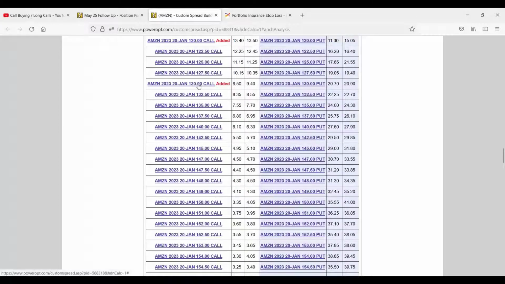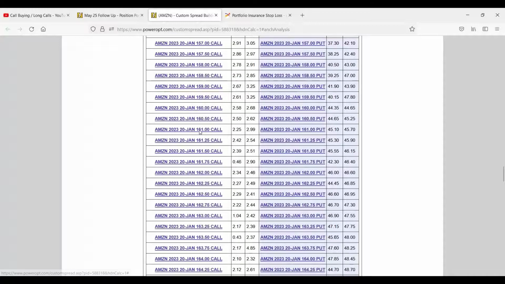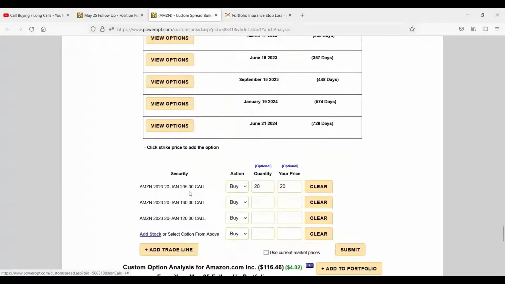But now what have you done? Remember, this is your bear call, the 130 to the 205. Now, instead of having a 45-point strike difference from 205 down to 160, you've got a 75 margin requirement on 20 contracts. So that's going to change the margin requirement of the position. But hey, we're here. Let's check it out.